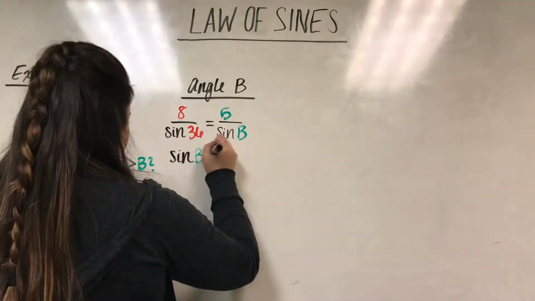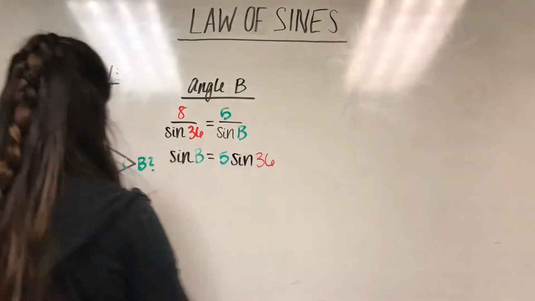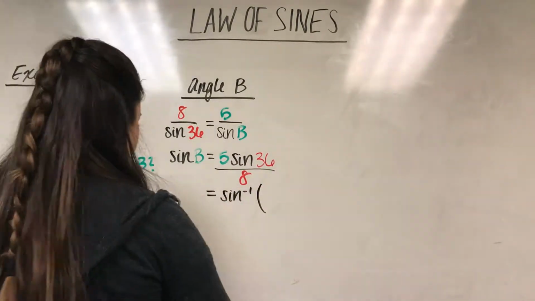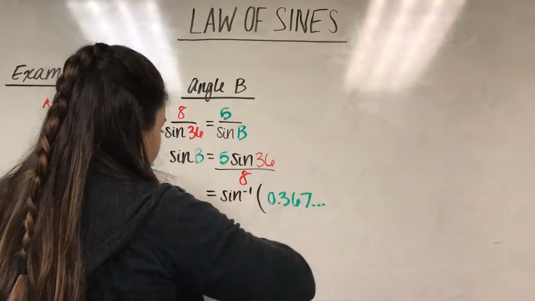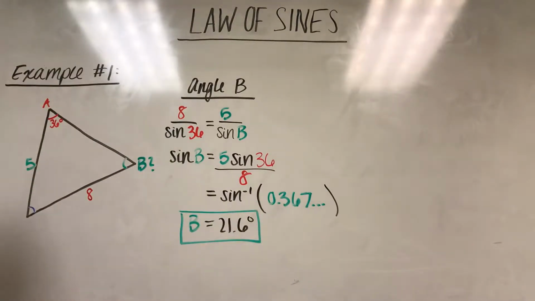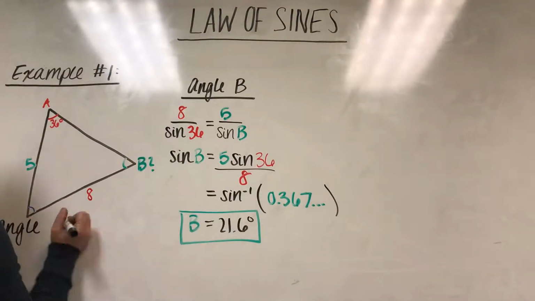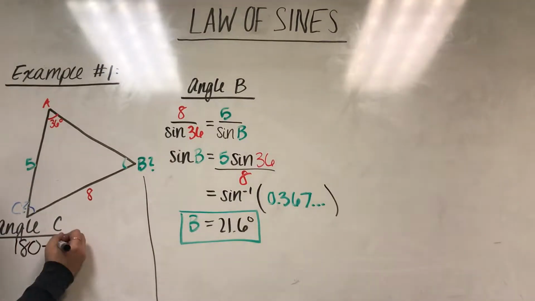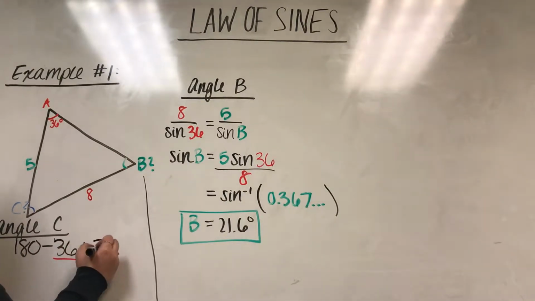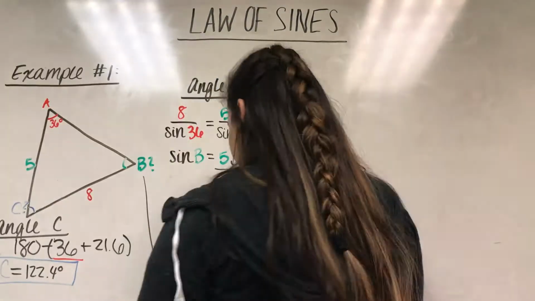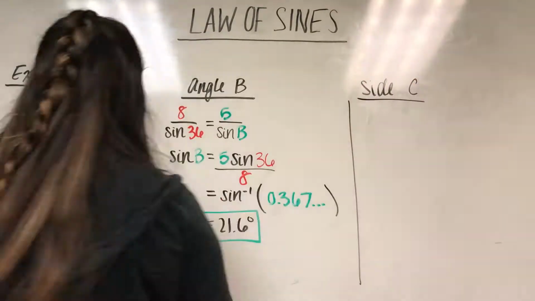Then sine B equals 5 sine 36 over 8, which then equals the inverse sine of 0.367 and so on. In final, our angle B equals 21.6 degrees. Now that we have two angles, we can solve the third one by subtracting from 180. So to solve for angle C, we take 180 minus (36 plus 21.6), which then equals 122.4 degrees.